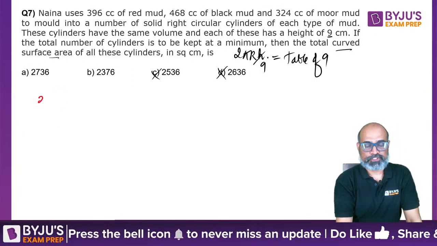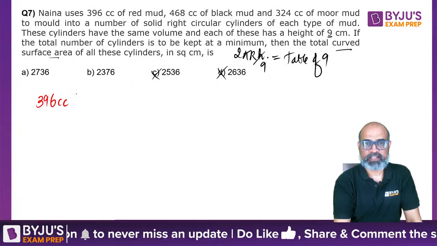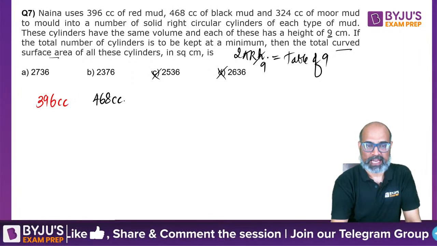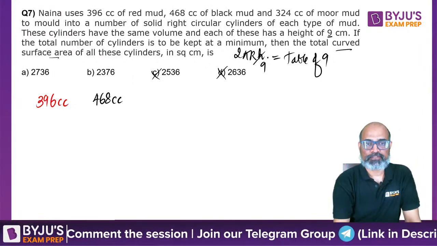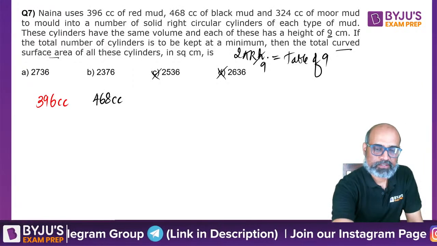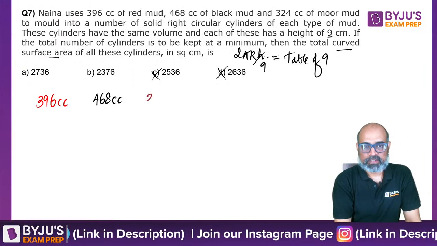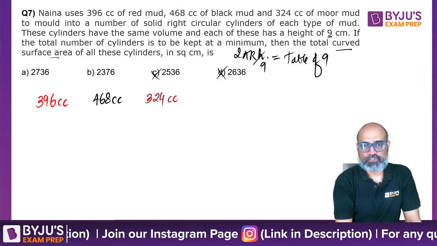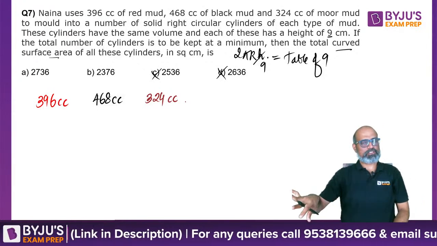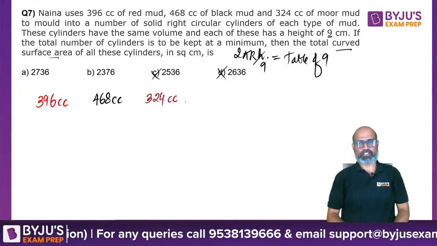So we have 396 cc of red mud, we have 468 cc of black mud, and then we have, hold on, 324 cc of moor mud. So forget about curved surface area of cylinder.